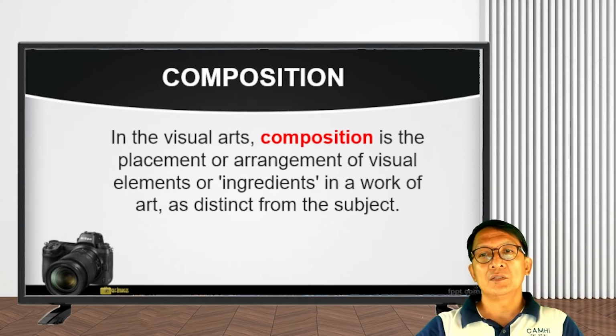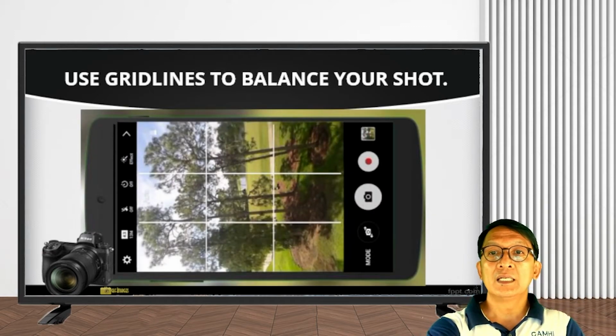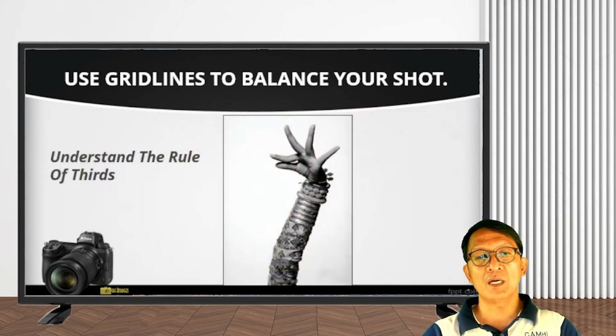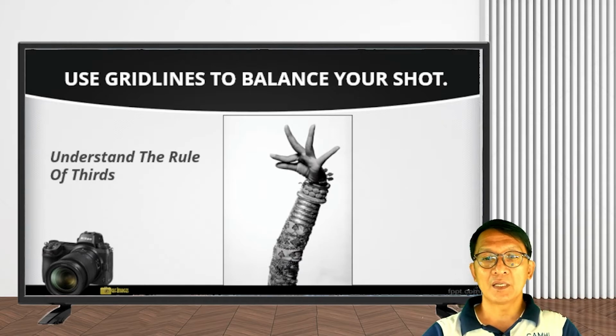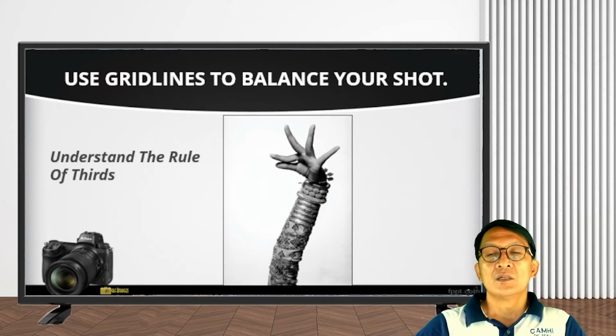So, in shooting with your mobile phone, don't forget to use grid lines to balance your shot. No? So, bakit may grid lines? Saan ba ginagamit to? Okay? So, one of the easiest and best ways to improve your mobile photos is to turn on the camera's grid lines. To turn on nyo yung alam ko meron yan sa setting ng camera nyo. Okay? Ayan. Use grid lines to balance your shots.